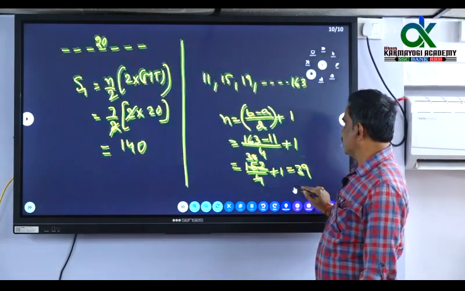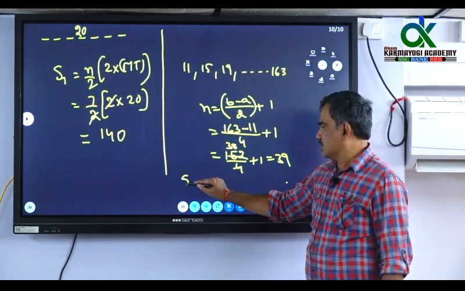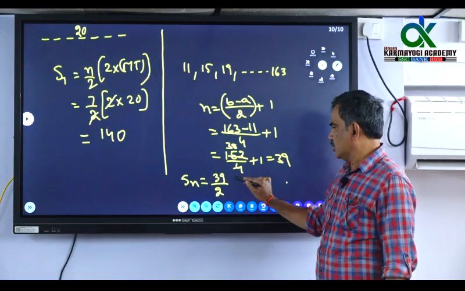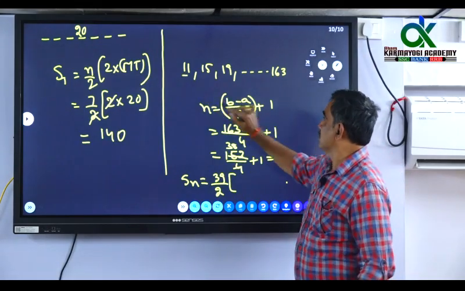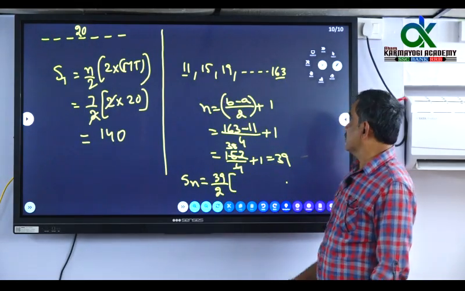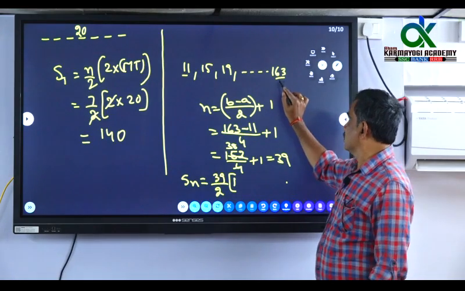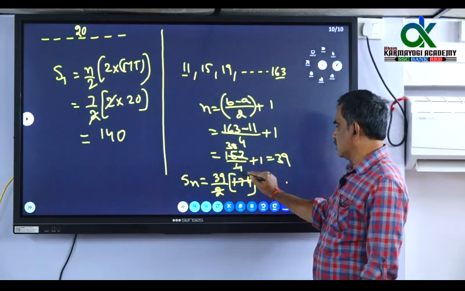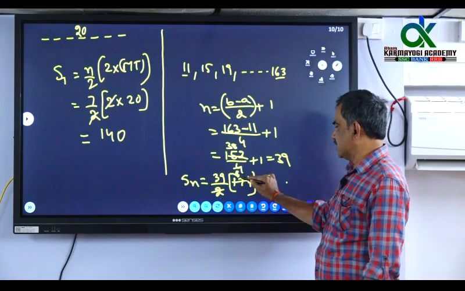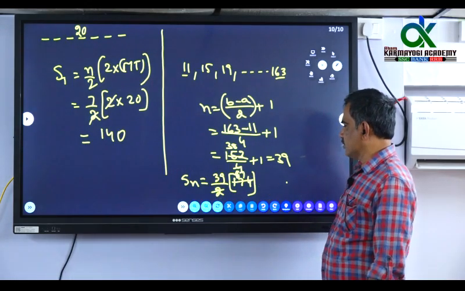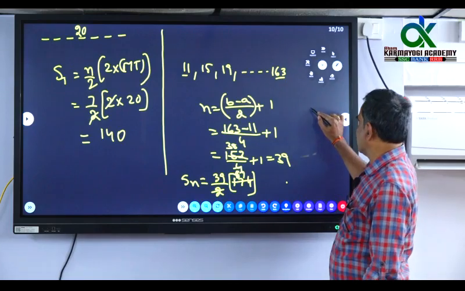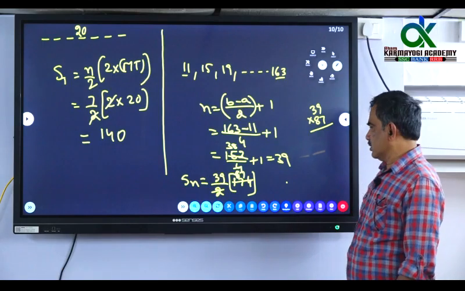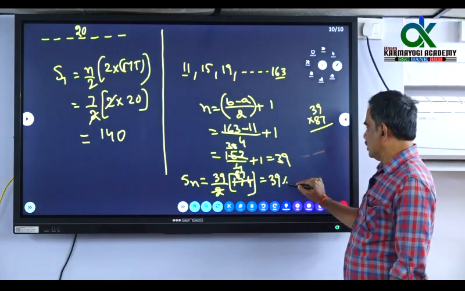So, if 39 terms are there, what is the sum of all these terms? What is the formula here? Sn is equal to n by 2 into (first term plus last term). What is first term plus last term? 174. So, the answer is nothing but 39 into 87.